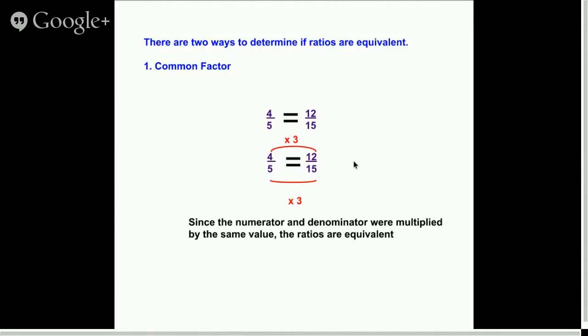All right, there are two ways to determine if ratios are equivalent. The first is to just determine if they have a common factor. So these are equivalent because if you just multiply the top and the bottom by 3, you get something equivalent. And this works because you just multiplied it by 1 to get this number. 4 over 5 times 3 over 3 will give you this number, so they are equivalent.